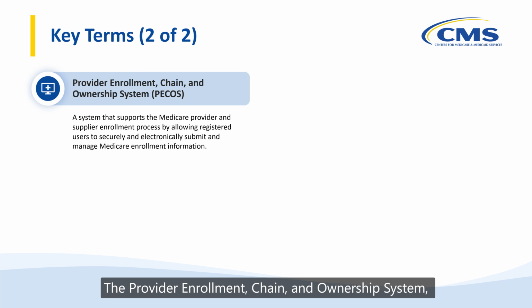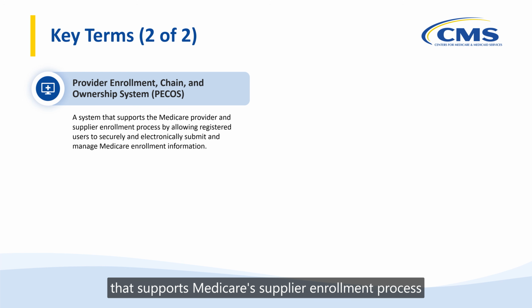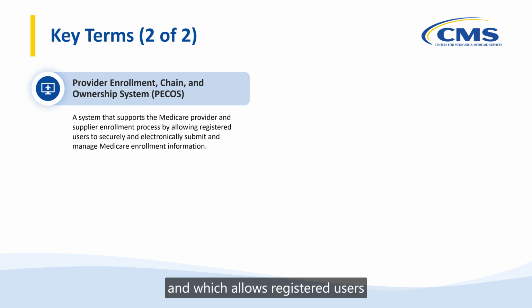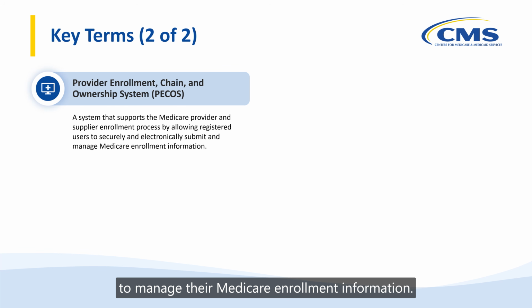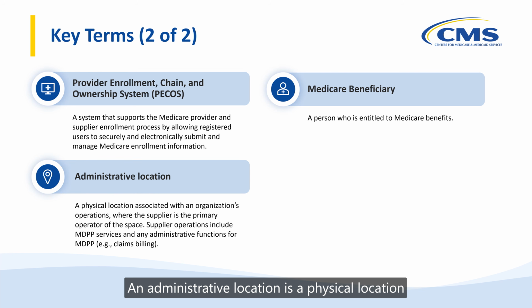The Provider Enrollment, Chain, and Ownership System, or PECOS, is an electronic system that supports Medicare's supplier enrollment process and which allows registered users to manage their Medicare enrollment information. A Medicare beneficiary is a person entitled to Medicare benefits. An administrative location is a physical location associated with an organization's operations, where the supplier is the primary operator of the space. Supplier operations include MDPP services and any administrative functions for MDPP. For example, where claims billing is conducted.